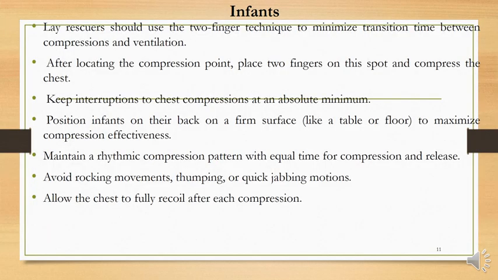We've said it for the infant. Lay rescuers should use the two-finger technique to minimize transition time between compression and ventilation. After locating the compression point, place 2 fingers on the spot and compress the chest. Keep interruption to chest compression at an absolute minimum. Then maintain rhythmic compression. Avoid rocking movements. Then allow the chest to fully recoil after each compression.